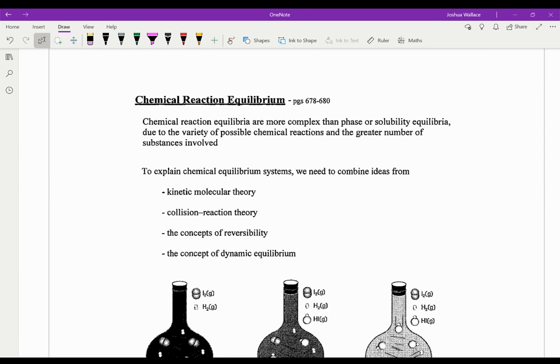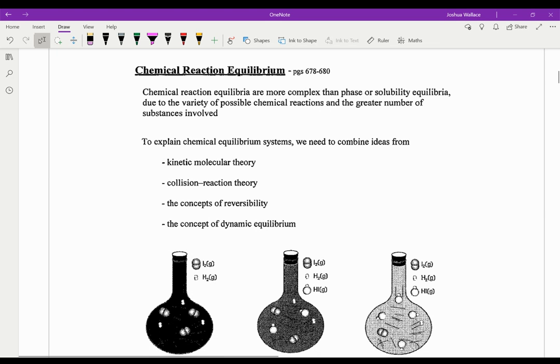And now we're going to talk about chemical reaction equilibrium. Chemical reaction equilibria are more complex than phase or solubility equilibria due to the variety of possible chemical reactions and the greater number of substances involved. To explain chemical equilibrium systems, we need to combine ideas from kinetic molecular theory, collision reaction theory, the concepts of reversibility, and the concept of dynamic equilibrium.